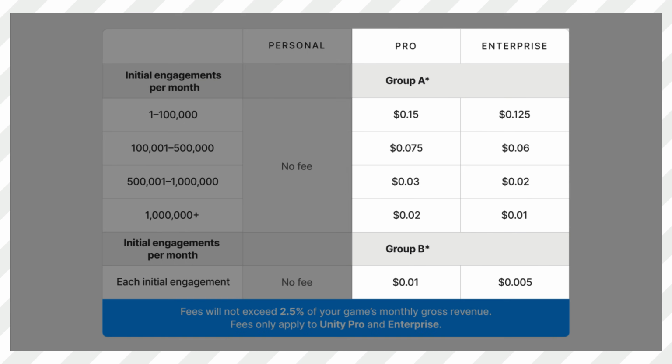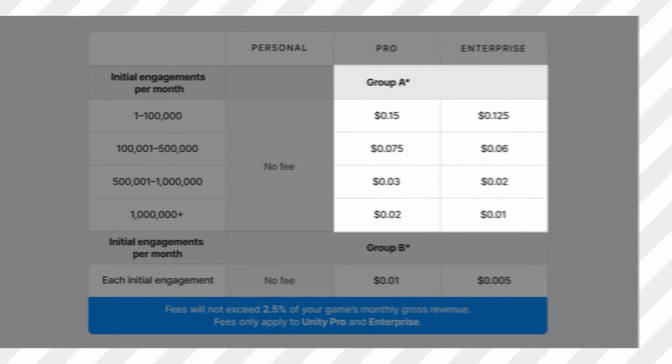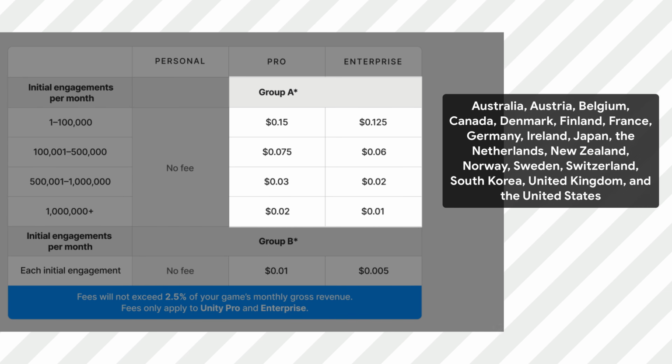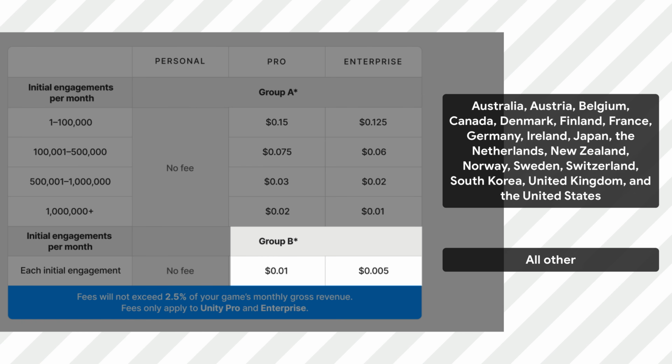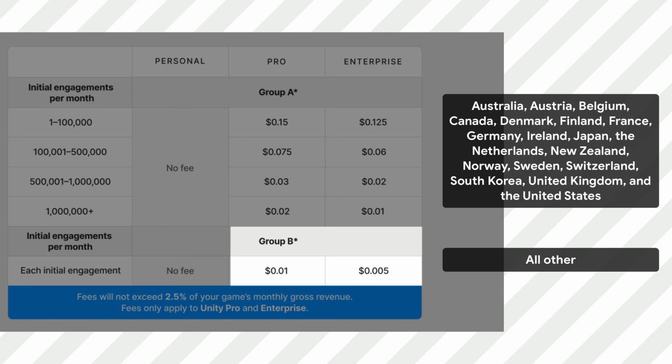Notice that in this table we need to split each individual user into either Group A or B. Group A consists of those countries, and for them there are higher fees. And Group B are users from any other country, and for them much lower fees apply.